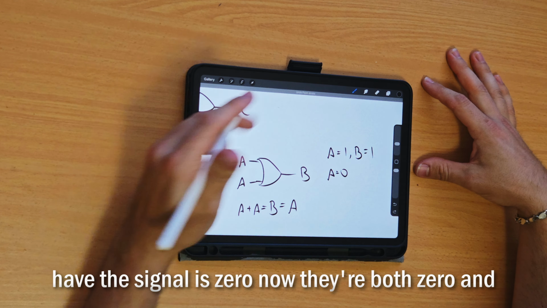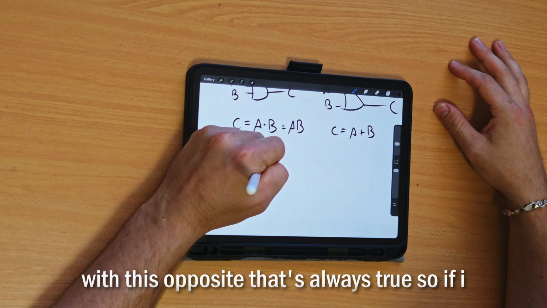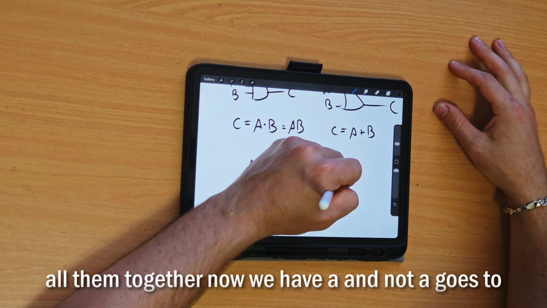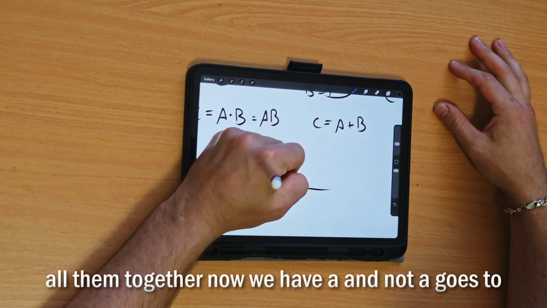Next is if you OR something with its opposite, that's always true. So if I have a signal A here, and then I pass that through a NOT gate, and I take those two and OR them together, now we have A and not A goes to B. So let's write that out in the equation form. A or not A equals B. If A is 1, not A is 0, and so the output B goes to 1. But then if we have A equals 0, not A is 1, and B is 1. So it doesn't matter what A is, always one of them is going to be 1, so the output is going to be 1.